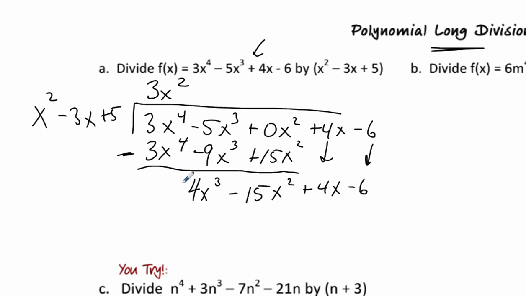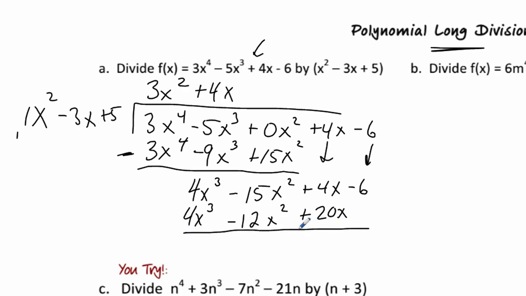Again, haha. Now let's go again. How many times does x squared go into 4x to the 3? That goes in positive 4x times. 4x times x squared is 4x to the 3. Right? 4 times 1 is 4. X times x squared is x to the 3rd. Now let's distribute with the rest of the terms. 4x times -3x is negative 12x squared. 4x times 5 is 20x.